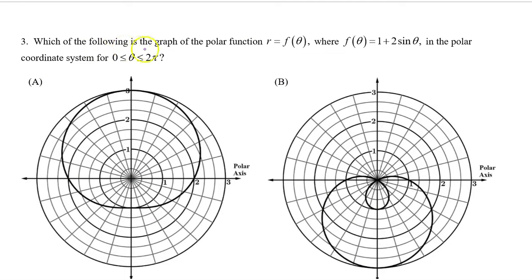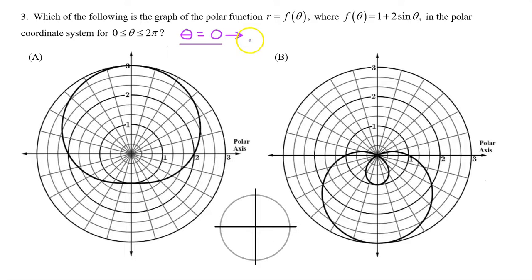Number 3, which of the following is the graph of the polar function r equals f of theta, where f of theta is equal to 1 plus 2 sine theta in the polar coordinate system on the interval from 0 to 2 pi? Let's let theta equal 0. R would equal 1 plus 2 sine 0, and we know that the sine of 0 is 0, so this is 1 plus 2 times 0, which is simply 1.